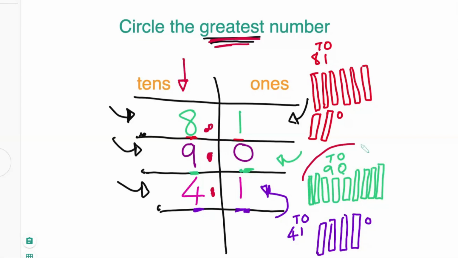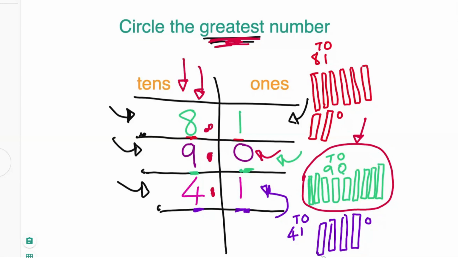This is our largest number. Even if it doesn't have any ones, that's why we look at our tens first. We look at our groups of tens first. If it's a 2-digit number and we need to find out the greatest or the smallest, look at your tens first because these are groups of tens. So this number 90 is the largest or the greatest number, even though it doesn't have any ones.